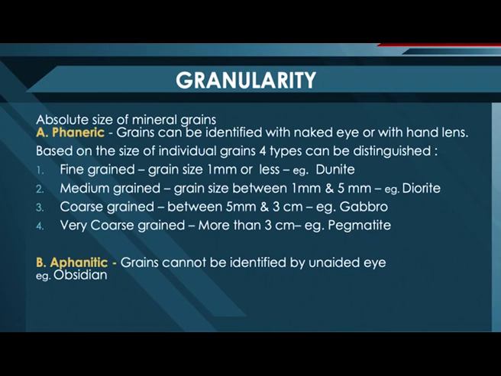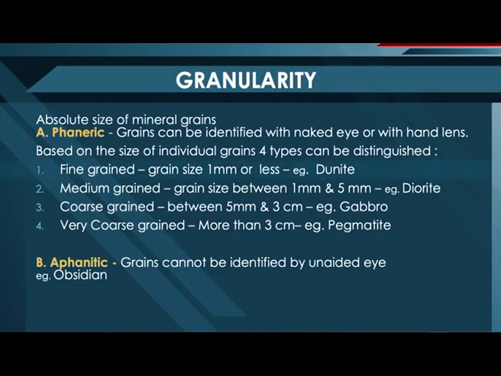The second criterion is granularity. Granularity indicates the absolute size of mineral grains present in a rock. A rock may consist of feldspar, quartz, micas, amphiboles, pyroxenes, etc. And we have to see the size of these mineral grains. There are two major categories of granularity. One is called phaneric. Grains can be identified with the help of a hand lens, or even with the naked eye, we will be able to identify the mineral grains.